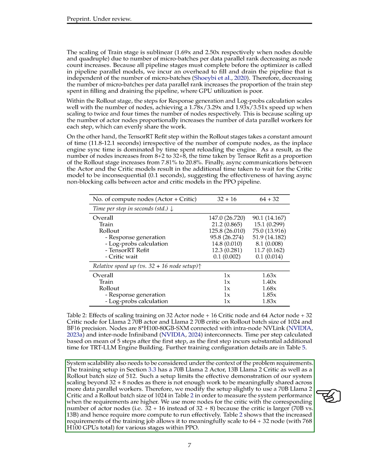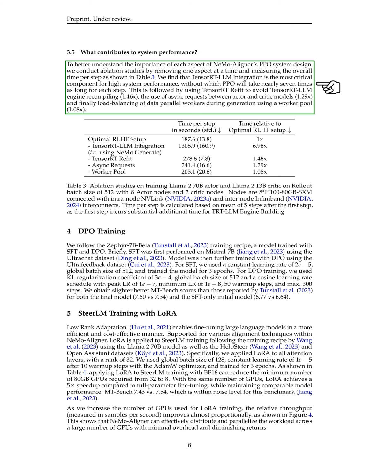Section: What contributes to system performance? In this section, we explored what contributes to the performance of our system. We conducted experiments where we removed different components of NeMo-Aligner's PPO system one by one to see how it affected the overall processing time per sample. We found that the integration of TensorRT-LLM is crucial for high system performance. Without it, the processing time per sample would increase significantly.